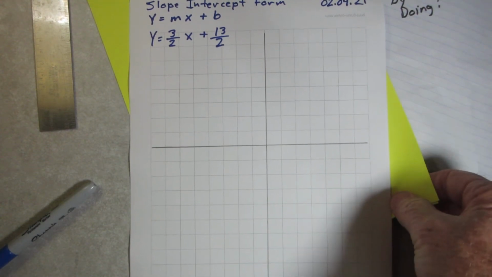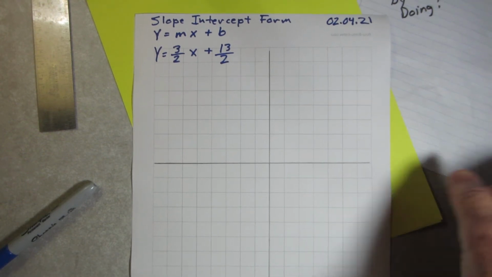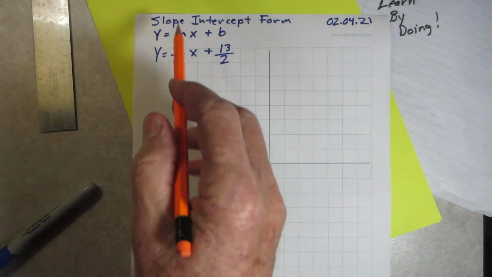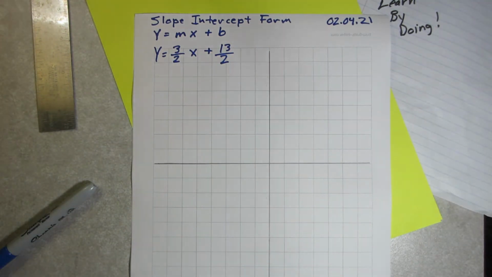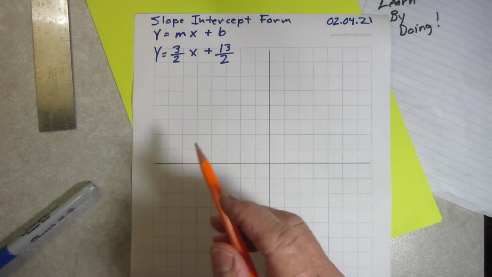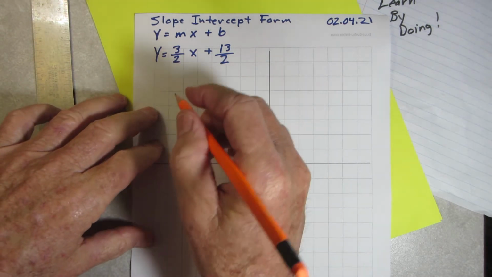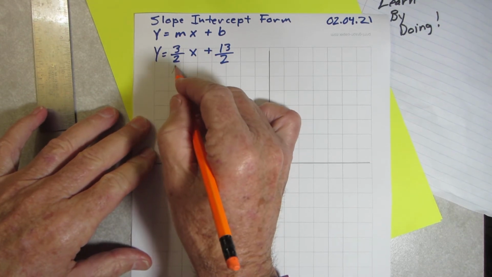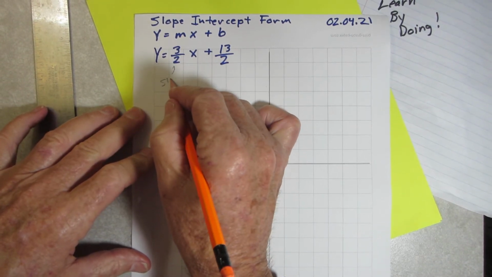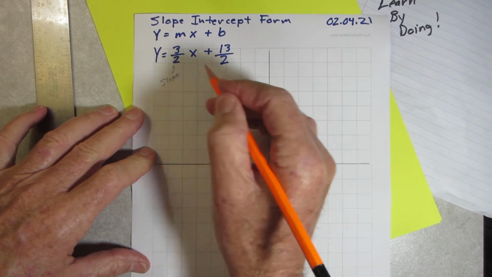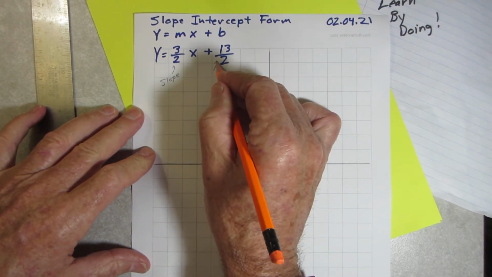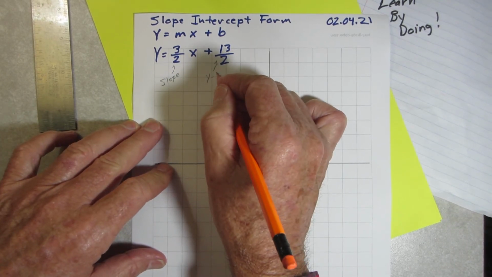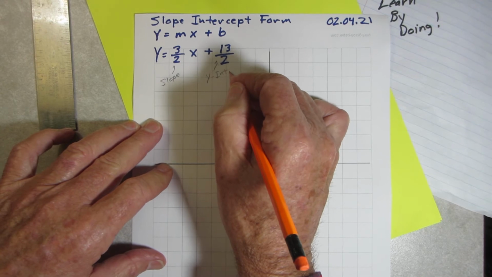Hey guys, we're going to be graphing a given equation here using the slope-intercept form. The equation we're graphing, we just want to show you how the slope-intercept form works. This will give you your slope, and this is where the y-intercept comes in. That's the y-intercept.